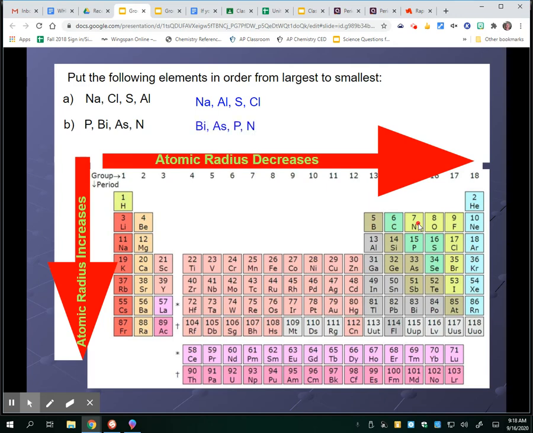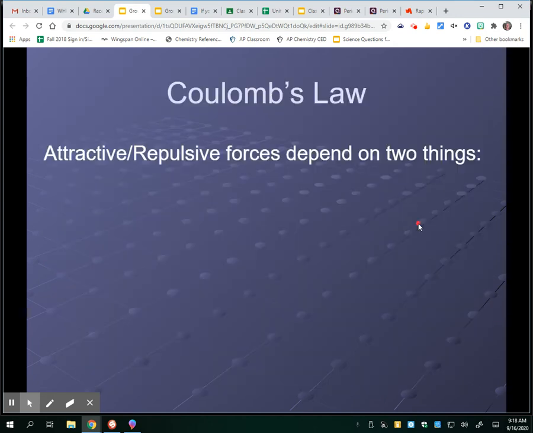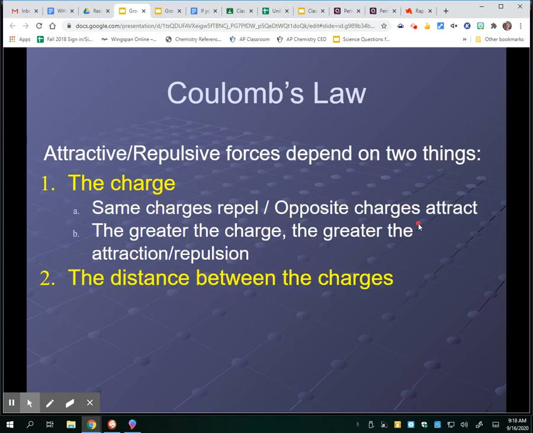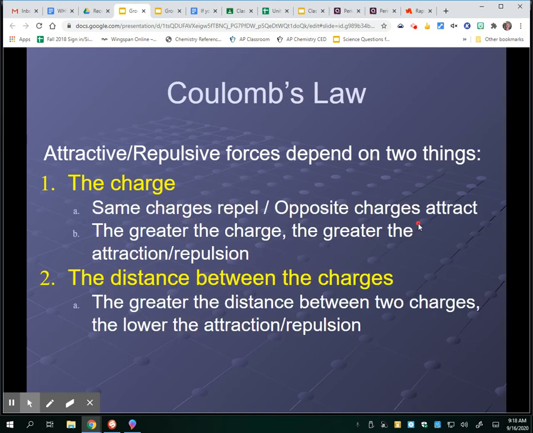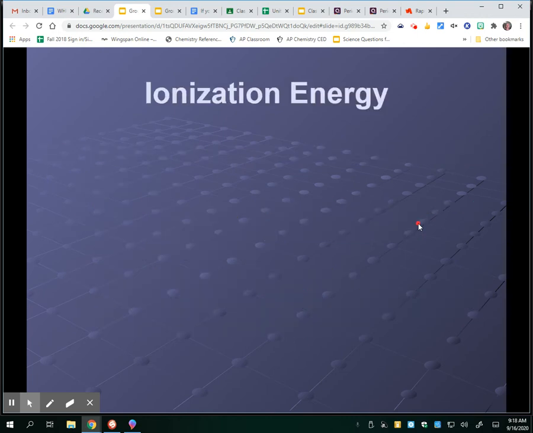All right. Now, again, Coulomb's law. Remember the 2 things that attractive and repulsive forces depend on. They depend on the charge, both what the sign is or the type of charge and its magnitude, and then the distance between those charges. It can be used to explain all of our trends.